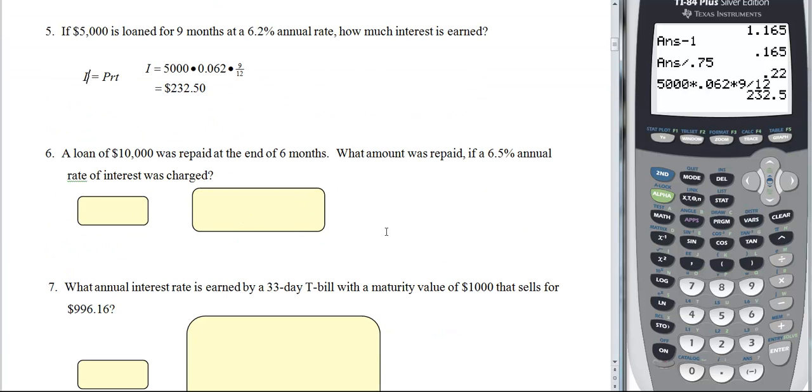A loan of $10,000 was repaid at the end of 6 months. What amount was repaid if 6.5% annual rate of interest was charged? So the $10,000 was what we borrowed. We repaid it at the end of 6 months. So what amount? That would be my simple interest amount. So the $10,000 would go here. Go ahead and put your interest rate and your time. You try to do this problem, so pause me.